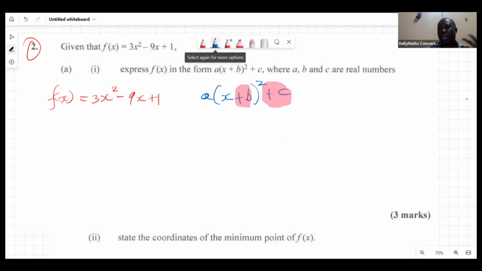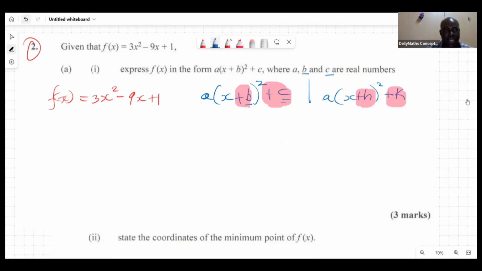In this case, most times you would have seen it written as a open bracket x plus h all squared plus k. It's the same thing, right? Only that they use a different variable for k and h. So do not feel weird. It's the same thing. So this b and c are not these, right? You want to make note of that.